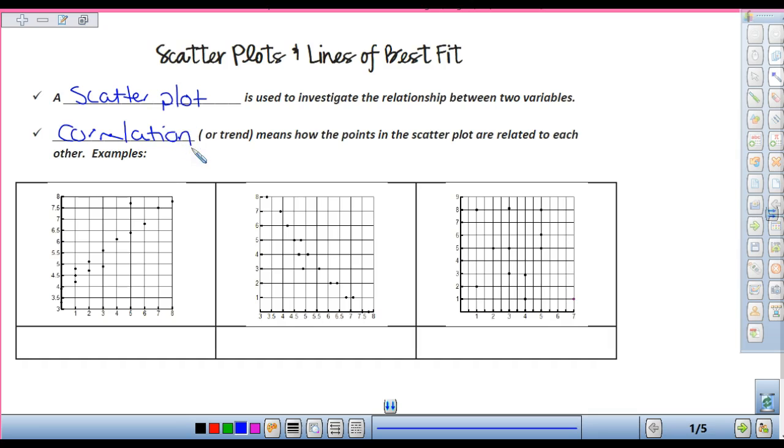Sometimes we call it a trend line, but the correlation means how the points in the scatter plot are related to each other. Okay? So if the points in my scatter plot are these guys right here, and if I were to draw a line of best fit through these, what would my slope end up being? Positive, negative, 0, or 95? Positive. So we call this a positive correlation.